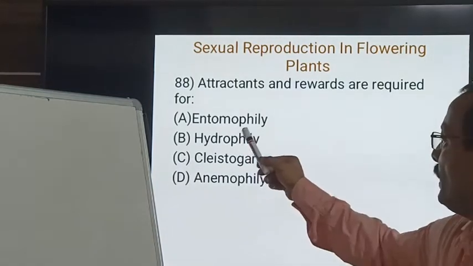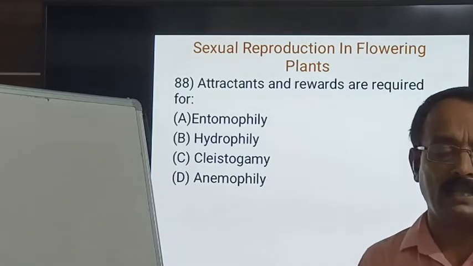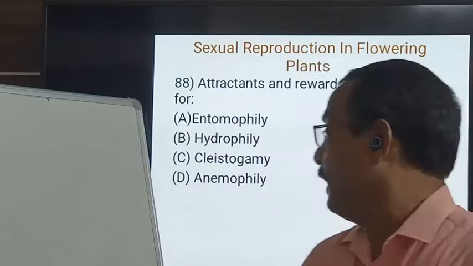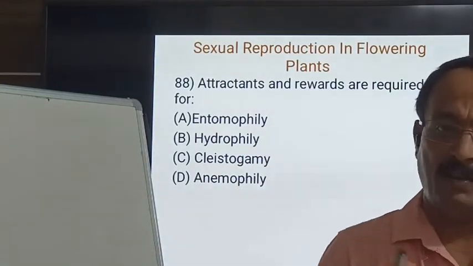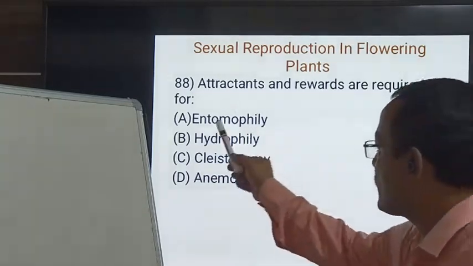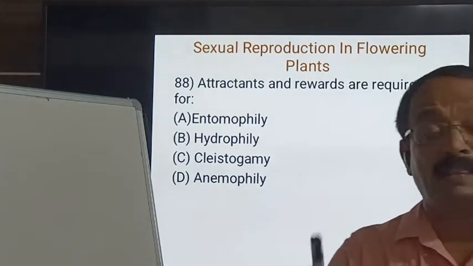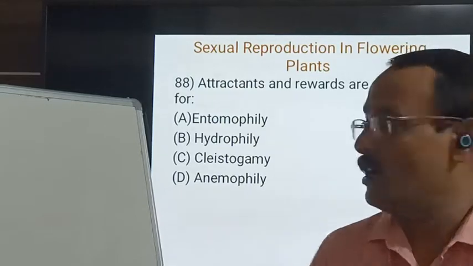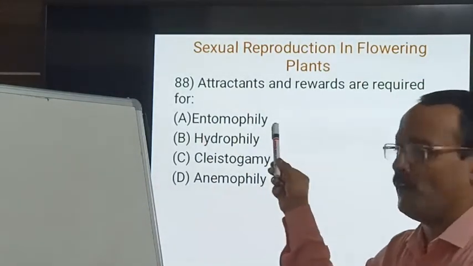So here hydrophily and anemophily are the abiotic pollinating agents, while entomophily is the biotic pollinating agent, that is, the pollination occurs through the insects, and insects are attracted. They visit the flower often to get the reward, some nectar or some pollen. So attractants and reward are required for entomophily.